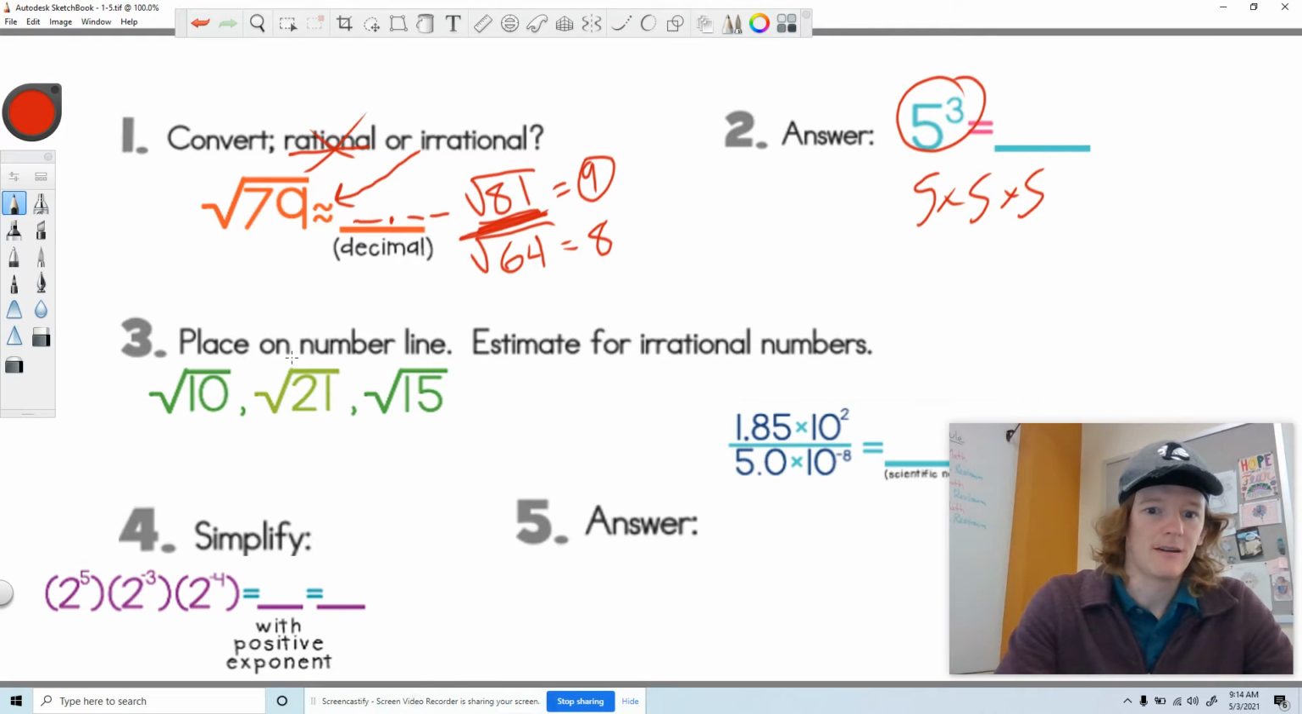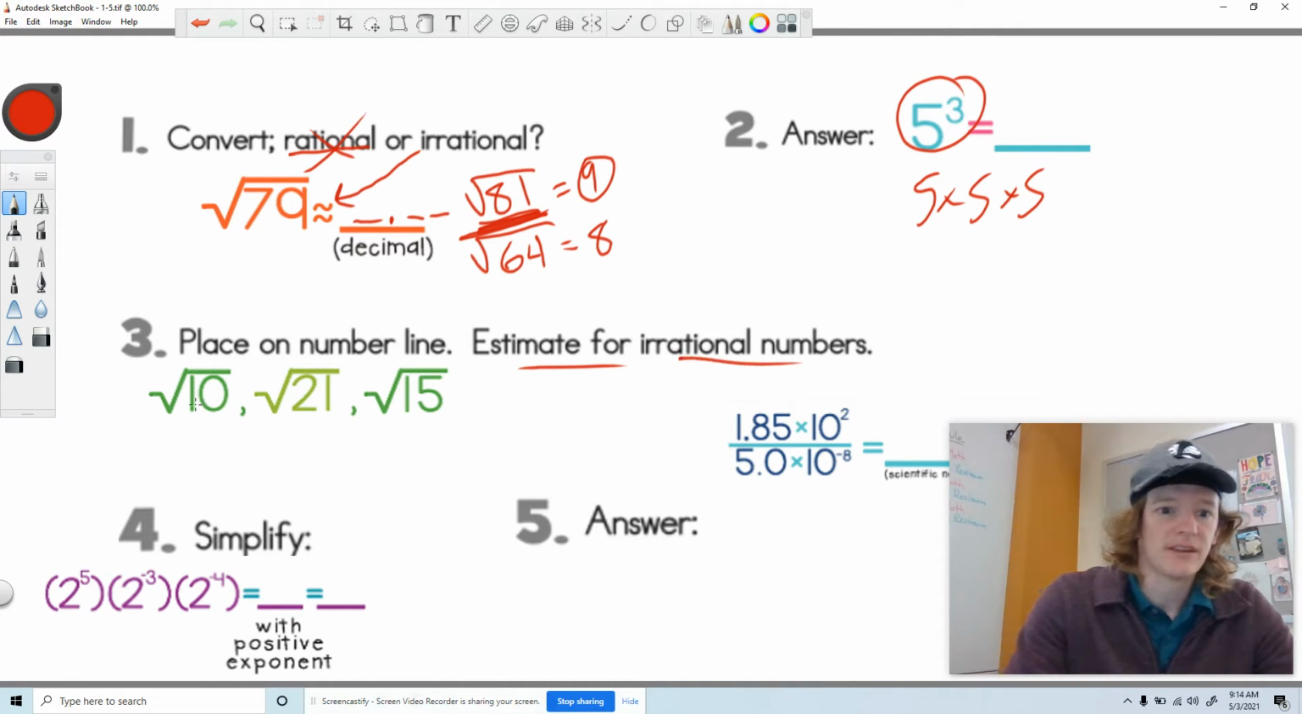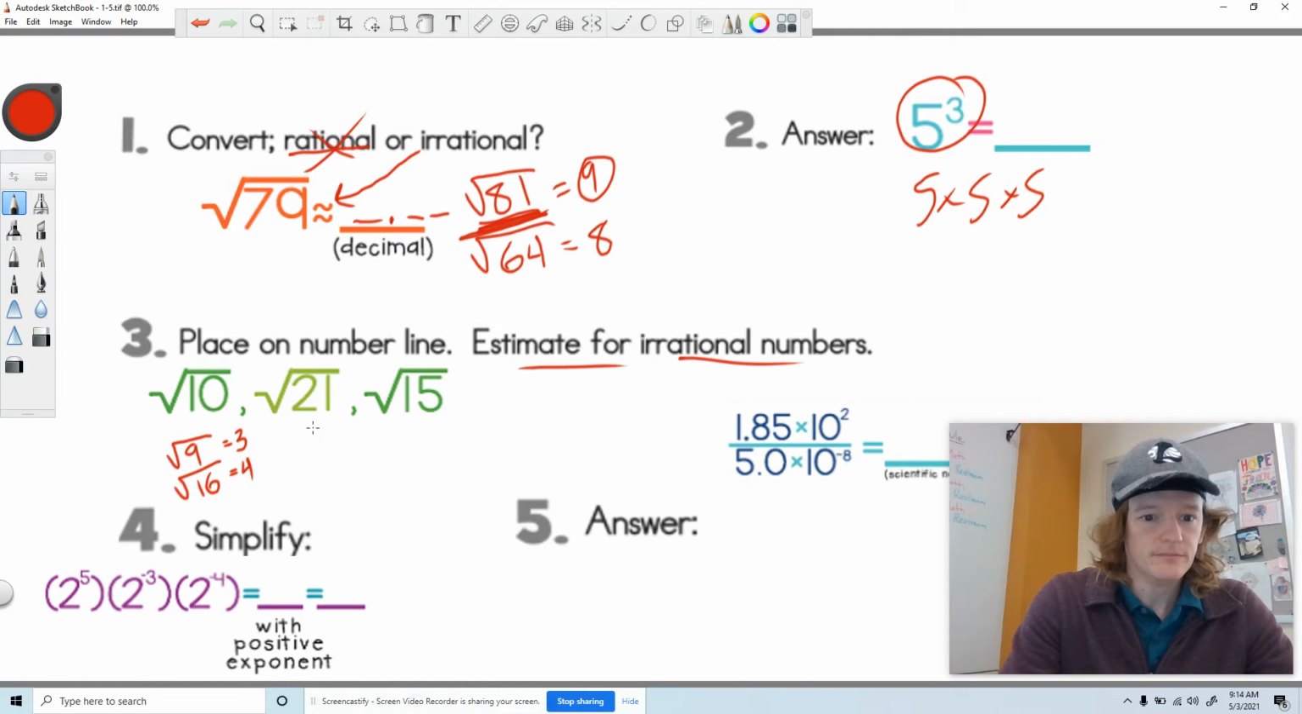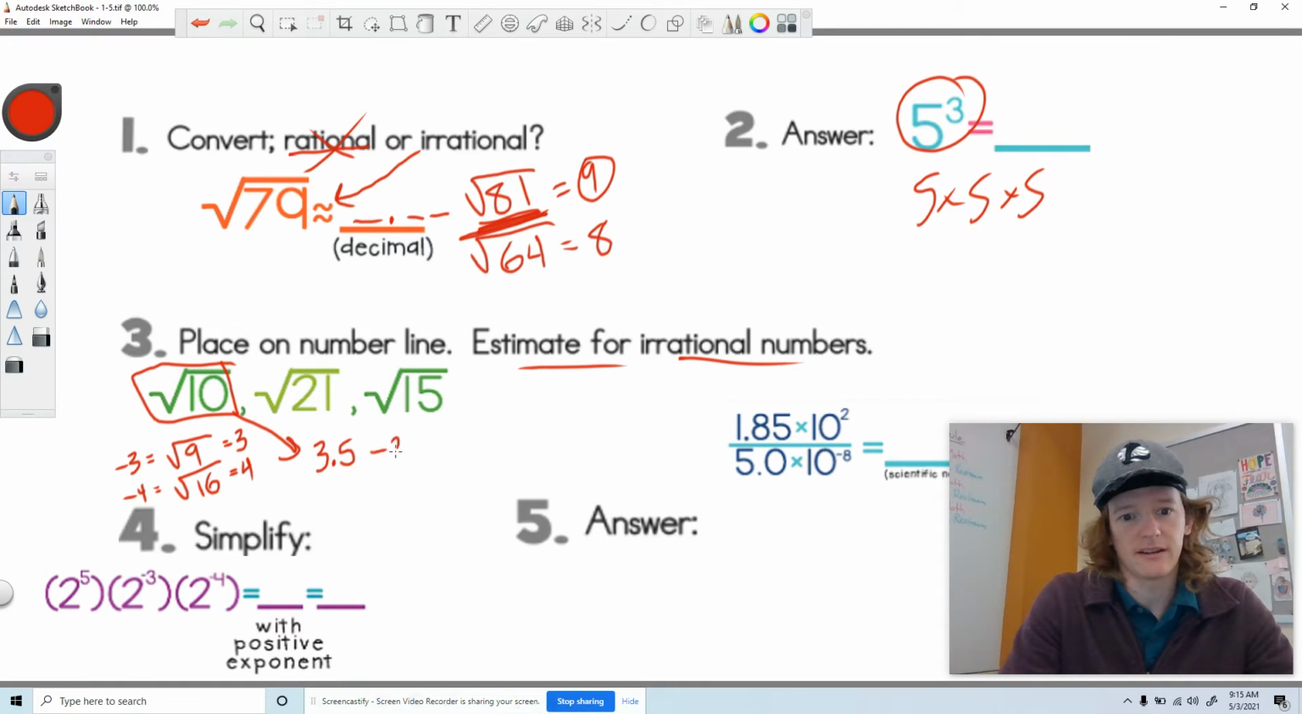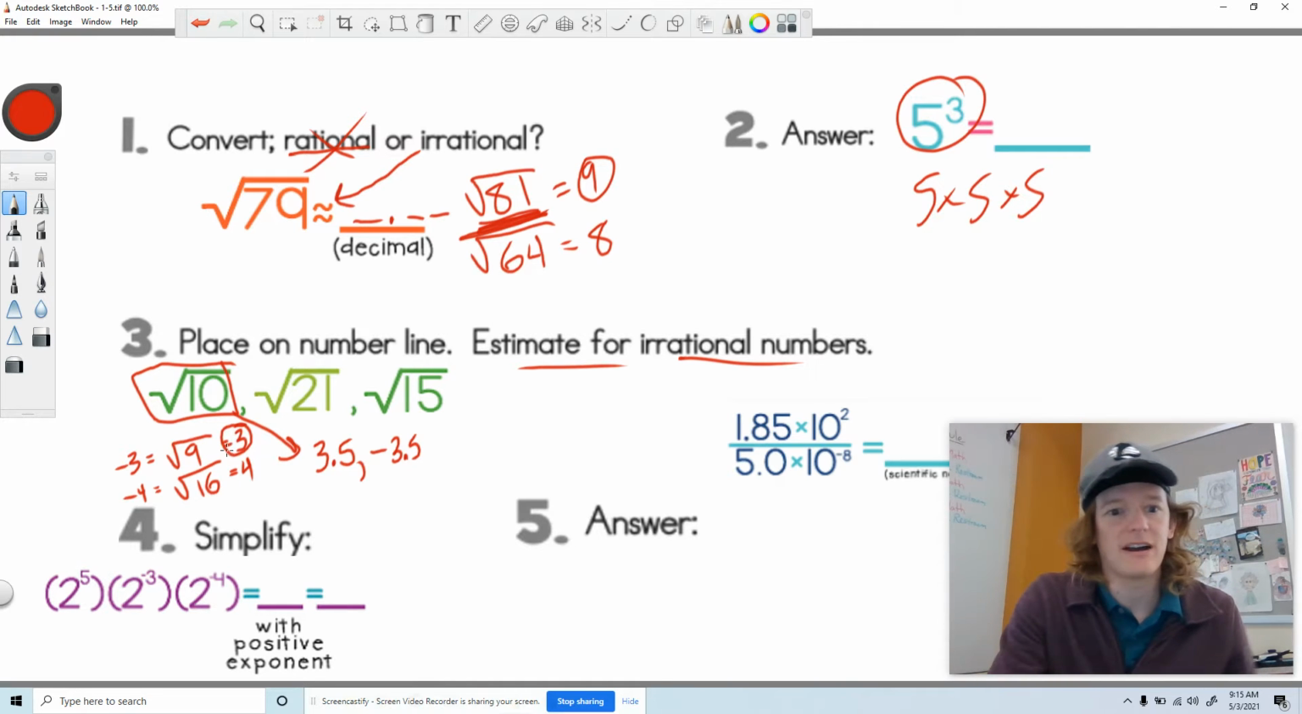Number 3, we need to estimate these irrational numbers. The square root of 10 is in between the square root of 9 and the square root of 16. It's in between 3 and 4. But it's also in between negative 3 and negative 4. So for the square root of 10 on our number line, we should have about 3.5 and negative 3.5. I realize it is probably closer to 3 than 3.5, but that's going to be close enough for me in this section. So 3.5, negative 3.5.